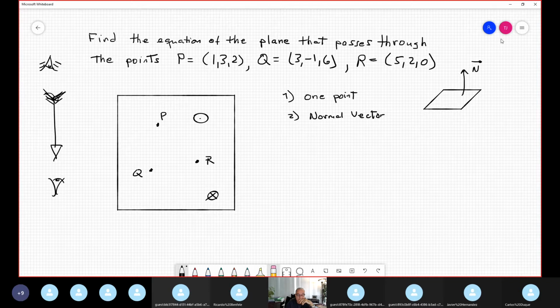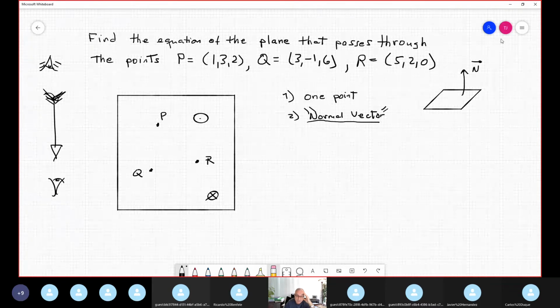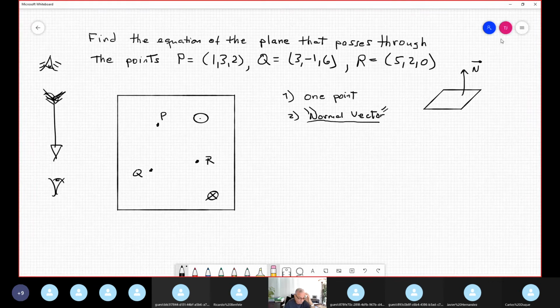So, how do you find a normal vector? No idea? Okay. My first question is how many pieces of information and what pieces of information we need to define the plane? It's 1 point and a normal vector. My second question is, how do you find the normal vector? No idea? Wow. Okay.